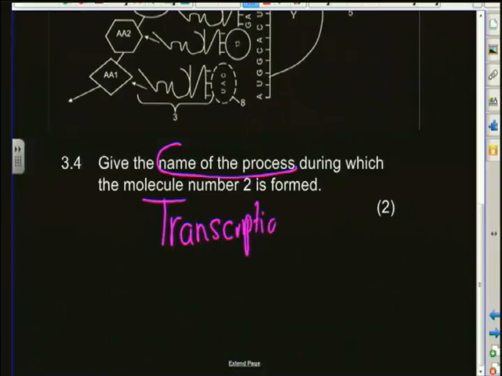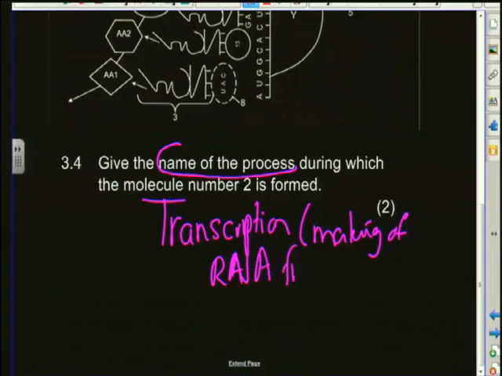Okay, transcription, making of RNA from a DNA. But they asked you to name the process. One name, transcription. Transcription is when I make RNA from DNA. Translation is when I then take that RNA and make the protein from it.